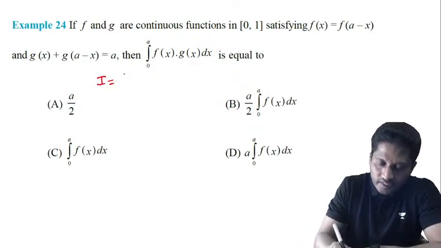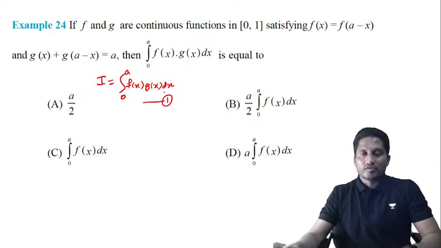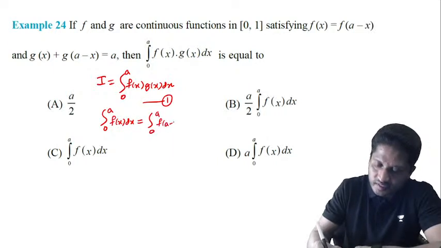I is equal to the integration from 0 to a of f(x) g(x) dx. Call this equation 1. Now I'm going to use King's property: the integral from 0 to a of f(x) dx is equal to the integral from 0 to a of f(a minus x) dx.